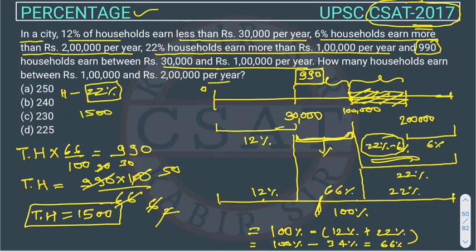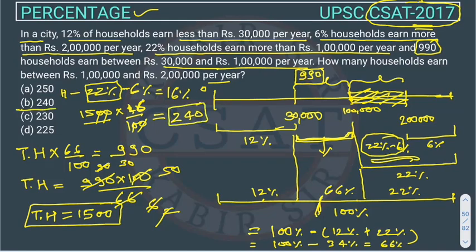So total households is 1500, and what will be 22% of that? Oh, not 22, sorry, it will be 22 minus 6. 22 minus 6% is equal to 16%. So if we calculate 16% of 1500, that will be our answer, right? So this 0 will cancel this 0, right? So it will come out 240. So the answer will be 240, means option B, right? So I hope you all get it.